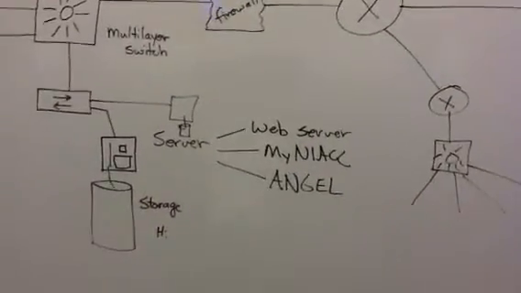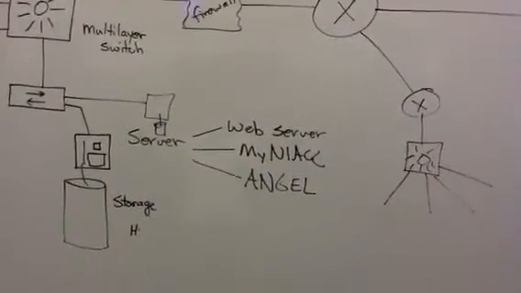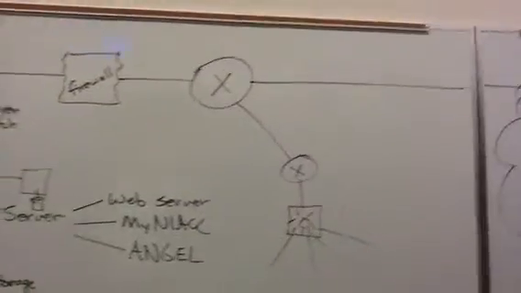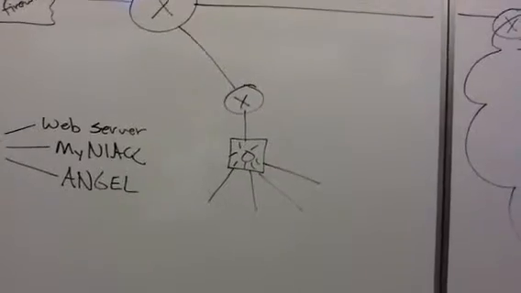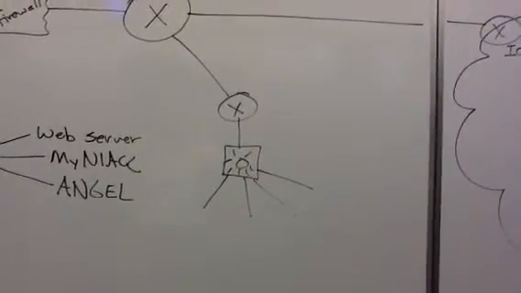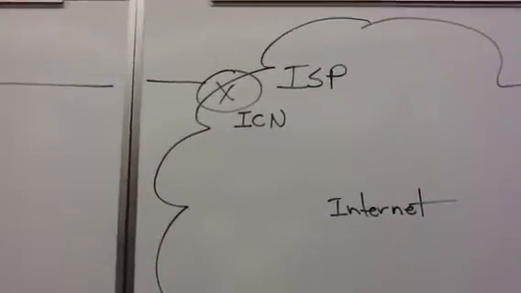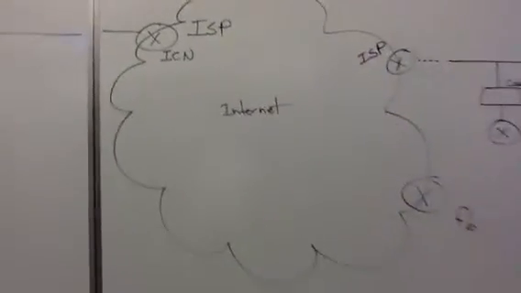Another server that information comes in on is the email server. Okay? And we have a routing device. We have another major network area here at the college called the IST. But that goes to our service provider, which is the ICN, which is our connection into the internet.